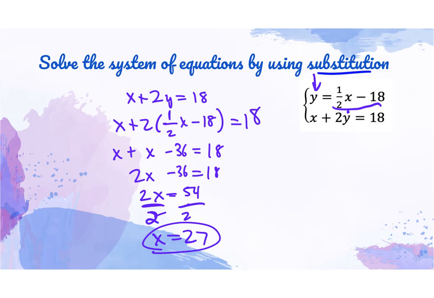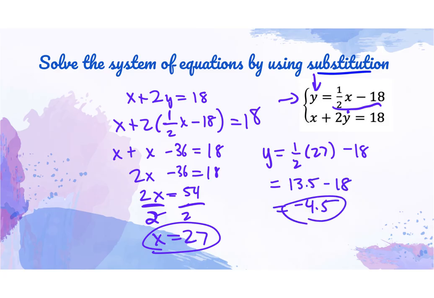Okay, sorry about that. So now go back and substitute that in, and it doesn't matter where, and figure out what my answer is. So 27 times 1/2 is going to be 13.5 minus 18, so negative 4.5. So y equals that. So my final answer is going to be (27, negative 4.5).